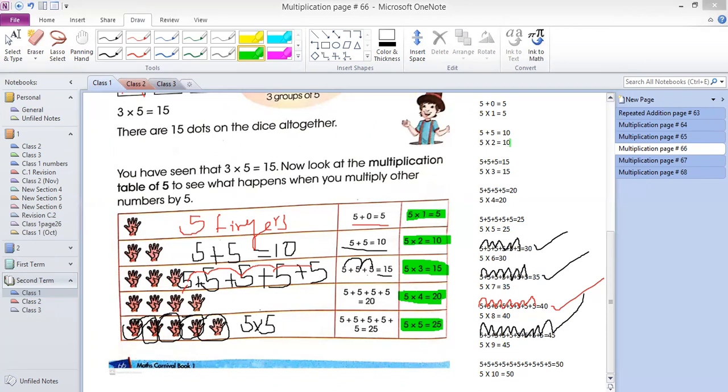But if you don't know the table, then you will add 5 8 times and maybe you make mistake in addition and you find the wrong answer. So to learn the table is very, very and very important. So in the next class, after checking the table of 10, we will write these tables in the notebook and you will have to learn it. I will ask you these tables. I will ask you verbally.